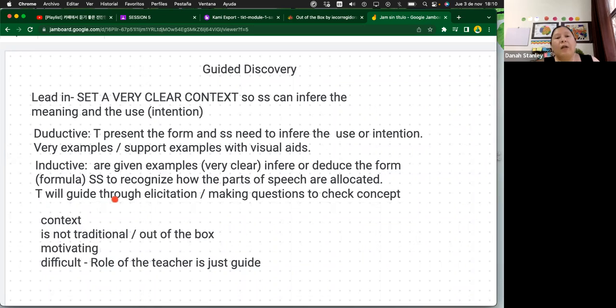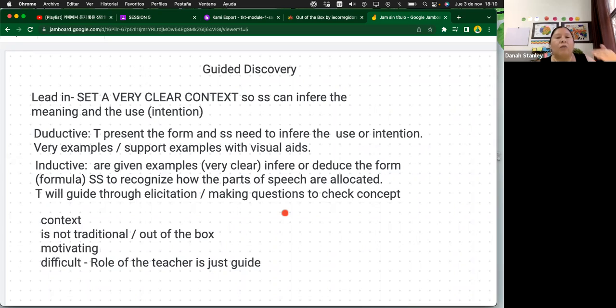So the teacher will guide through elicitation. I will be constantly asking, guiding, because the ones who are going to discover are the students. The teacher should avoid giving them the answer. Otherwise, the activity has no sense, okay?